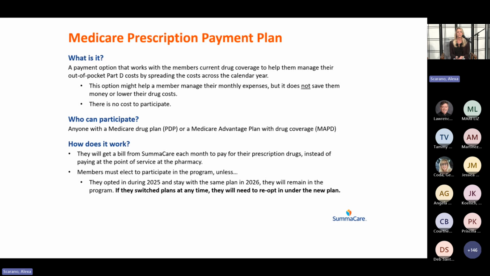There's no cost to participate, and anyone with a PDP or a Medicare Advantage plan is eligible to participate in the program. So how does it work? If the member opts into the program, when they go to the pharmacy, they will not have to pay a copay. They'll just pick up their medications, and then we will invoice them monthly for their costs for the drugs, spread out across the year.